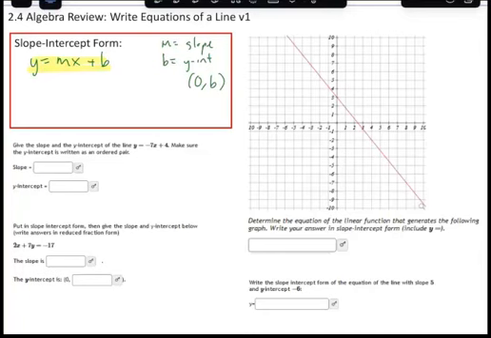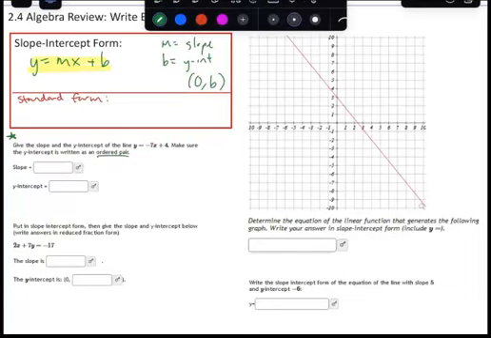Okay, so if you were just asked to interpret the slope-intercept form, I want you to answer this first question really quickly. Should be something that you can do almost instantaneously. Just make sure you're following the instructions and writing your y-intercept as an ordered pair.